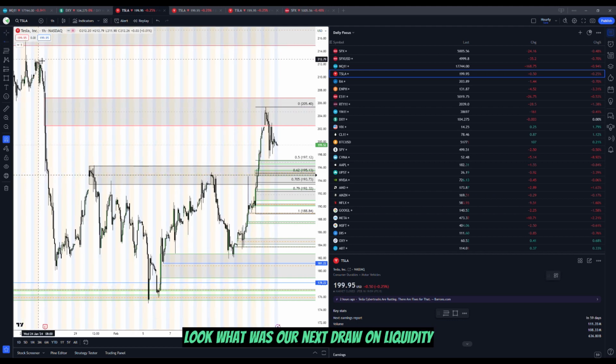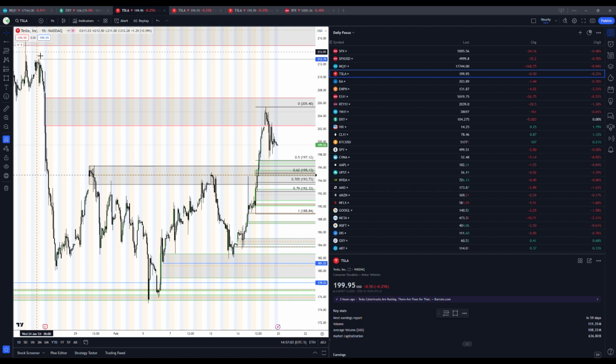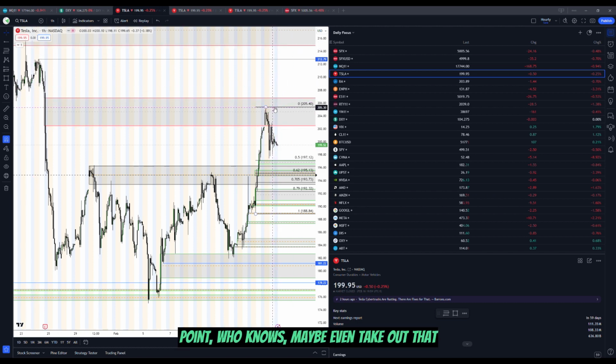Look, what was our next draw on liquidity at that point? 212.79. Great. Then from that point, who knows? Maybe even take out that 205, retrace again, and then play it again. But when we have a good idea of where price wants to go on the higher time frame, to me, that takes a lot of the guesswork out of that smaller time frame trade or the smaller time frame idea, and ultimately we have to just focus on our execution at that point, especially if we feel good about it going higher.